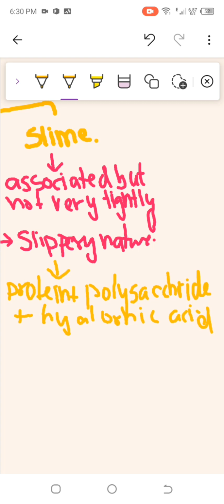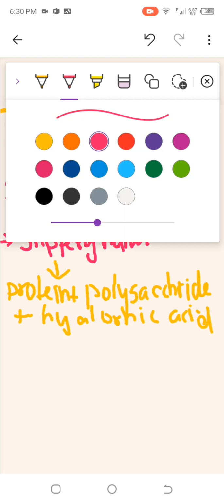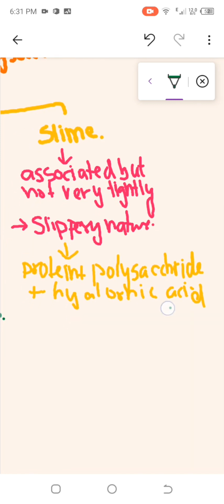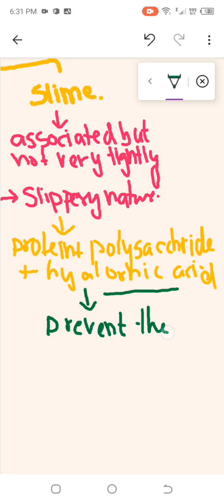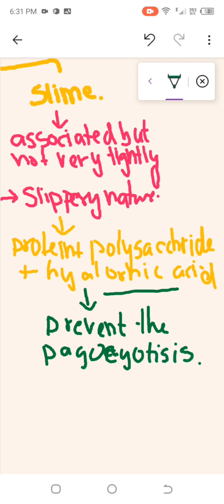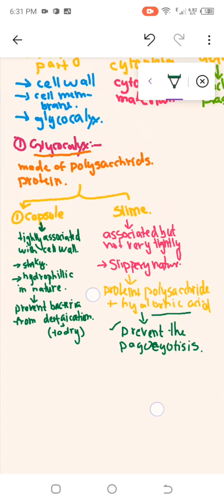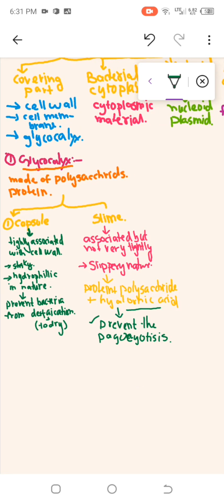Here in the slime we have the acid. Mostly we know this acid helps prevent phagocytosis by macrophages. Macrophages are the cells which kill bacteria. So the slime prevents the bacteria from phagocytosis, which is done by the macrophages. So this was about the glycocalyx.